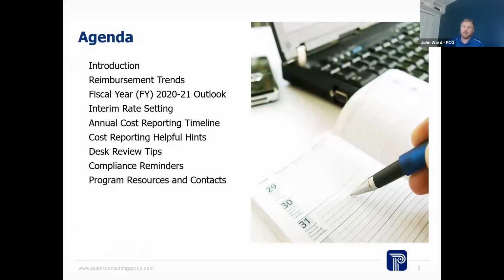So welcome everybody. Here is today's agenda. We'll go through a brief introduction, just an overview of the program. We'll go through reimbursement trends, so kind of looking into the past. We'll also look into the future with a FY21 outlook. We'll cover rate setting, annual cost report timeline, so just the general dates for the year, cost reporting, helpful hints, as well as desk review tips. And then we'll wrap up with some compliance reminders and program resources and contacts.